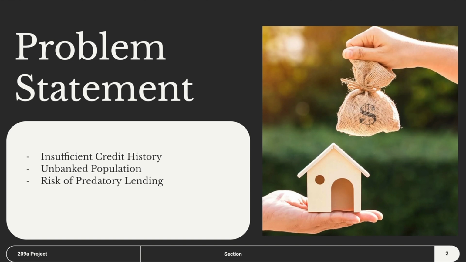We have two target variables. One is high risk, which means that applicants are likely to default. The other is low risk, which means that they are less likely to default.